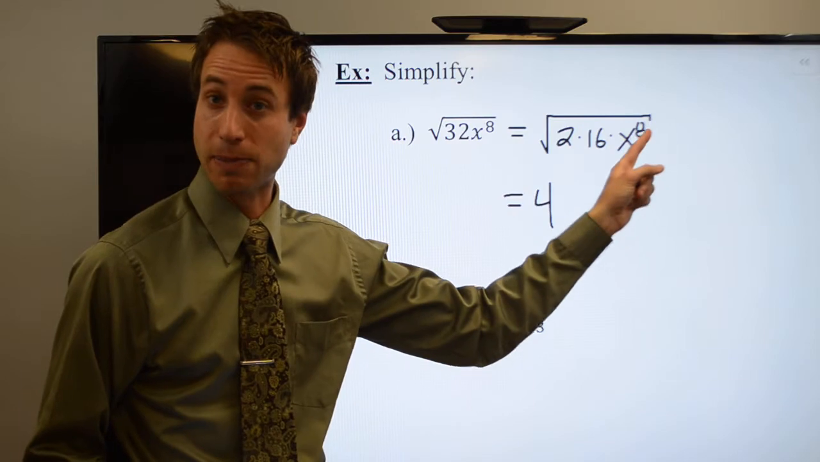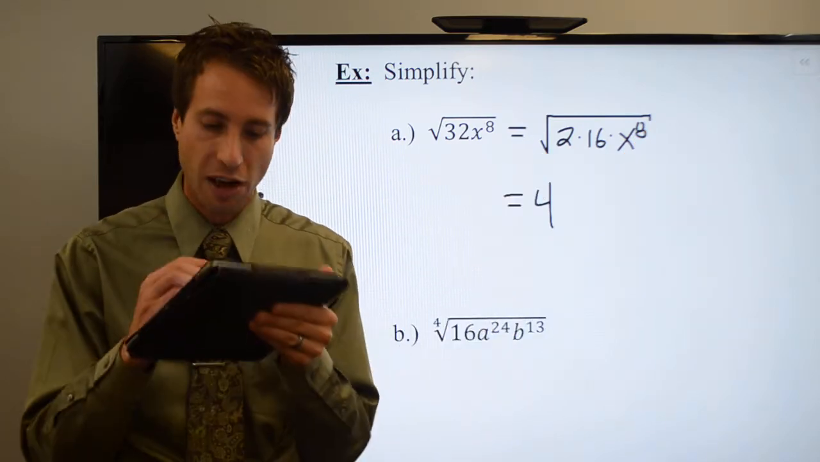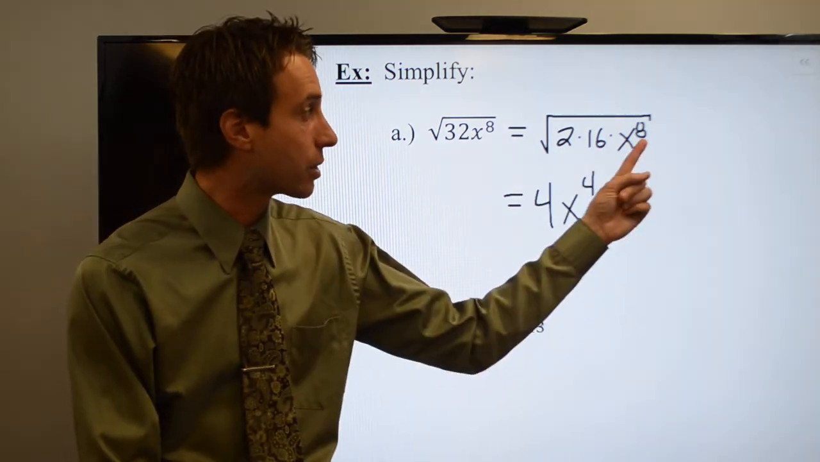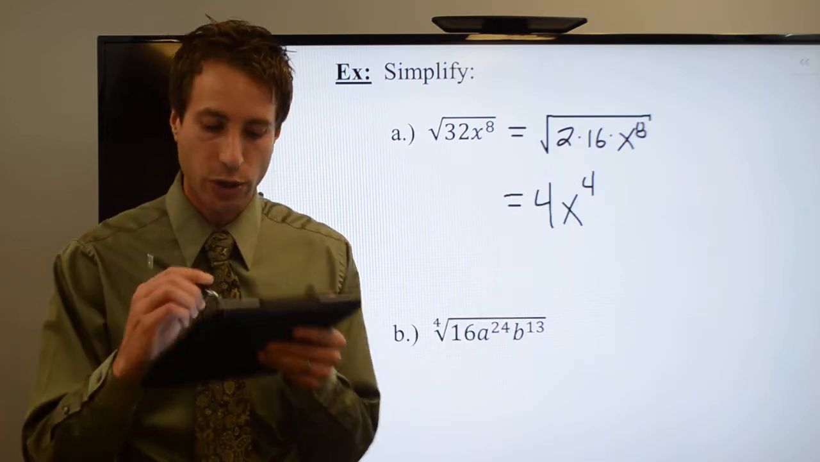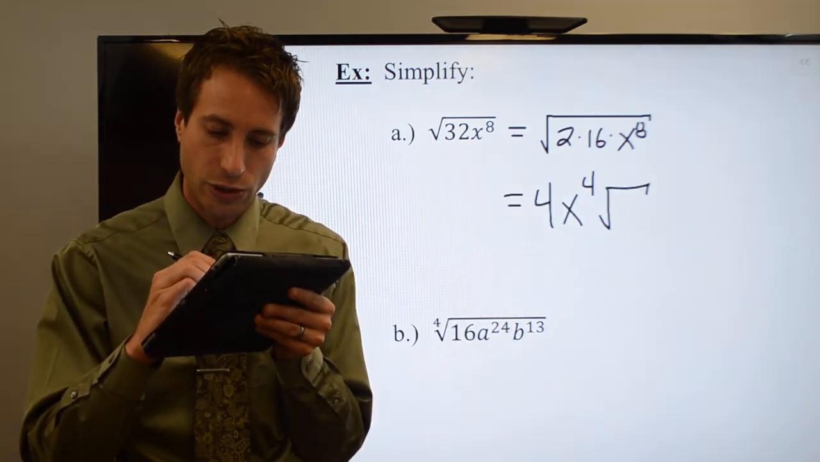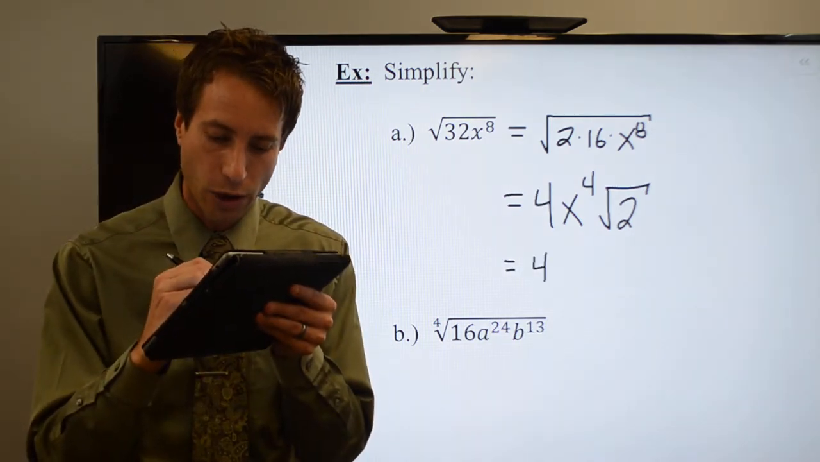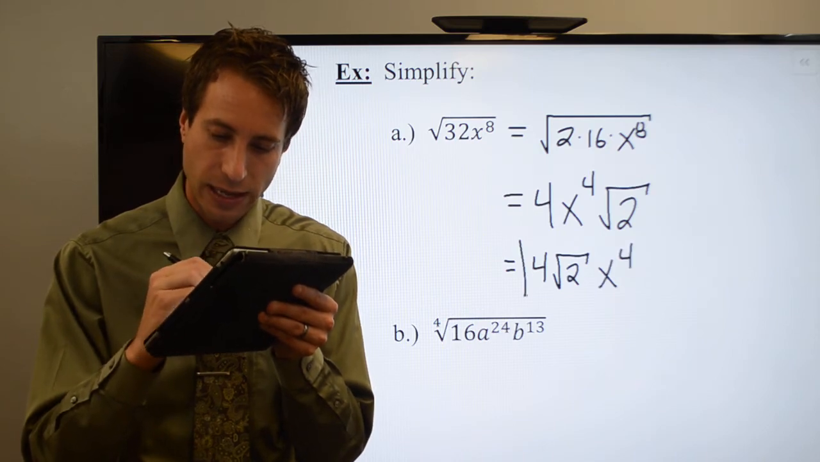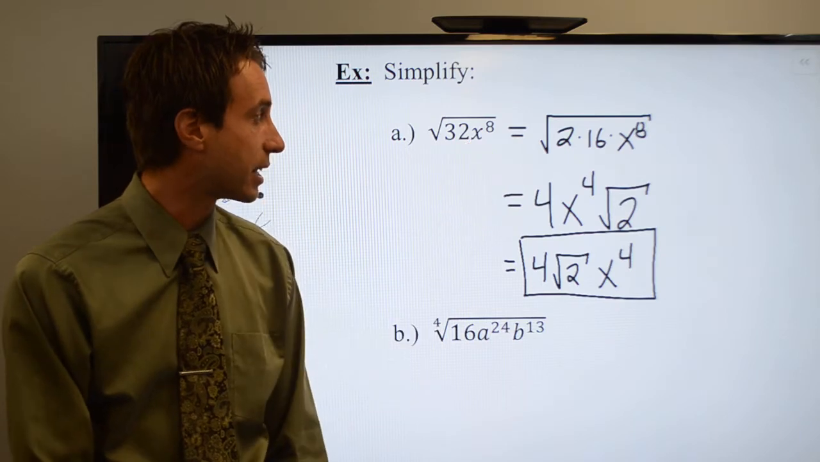8, right? That's my power. 8 divided by my index, which is 2. 8 divided by 2 is 4, so I wind up with x to the 4th, and I don't need absolute value because the power is even, and I'm just left with the square root of 2, which there isn't anything I can do with that, and I probably would write it in this order: 4 square roots of 2 times x to the 4th is going to be your simplified form for that particular example problem.